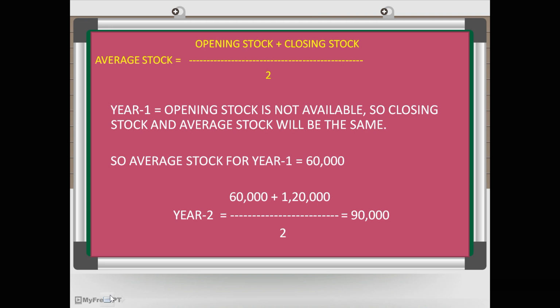So that means closing stock for the first year is 60,000 and average stock for the first year will also be 60,000. બરાબર છે? ઓપનિંગ સ્ટોક આપેલો નથી એટલે ક્લોઝિંગ સ્ટોક એ જ એવરેજ સ્ટોક છે એમ માની લેવાનું રહે છે. અને ક્લોઝિંગ સ્ટોક ફર્સ્ટ યરનો 60,000 હતો. So average stock for the first year will also be 60,000.